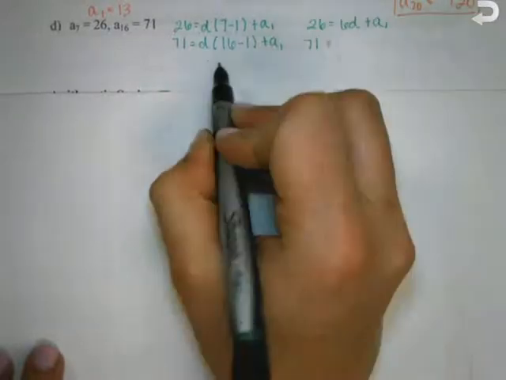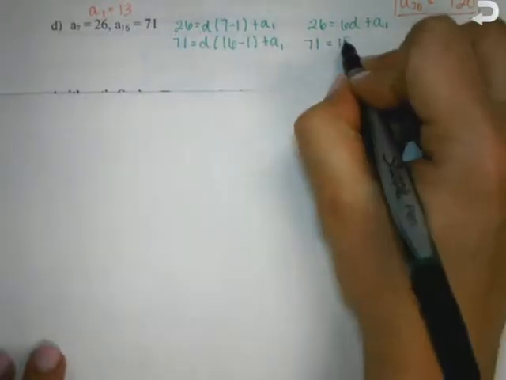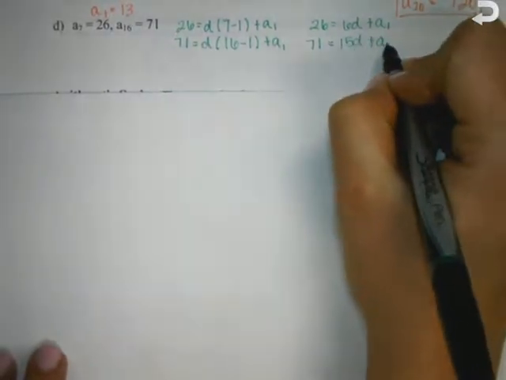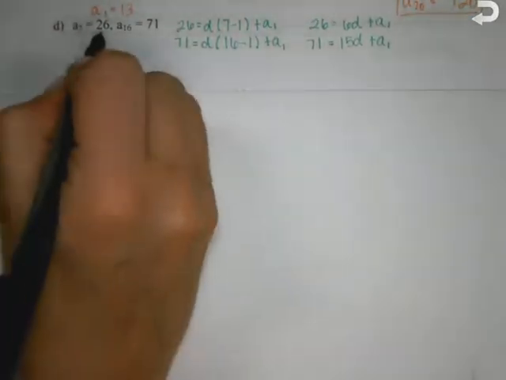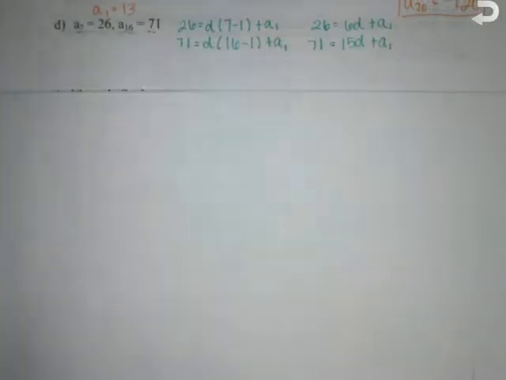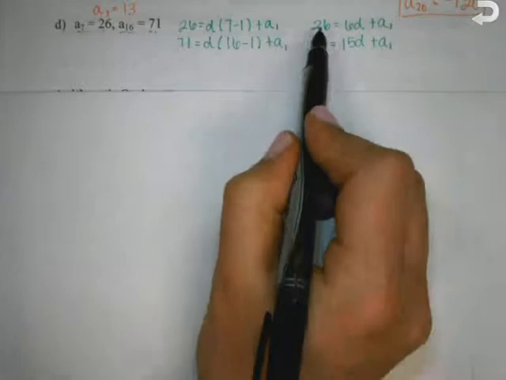Is everybody okay with what I've done so far? Why did you do two separate? I did two separate because they gave me two separate terms. So I plugged both of them into the formula. Now I have two equations, two variables. Any ideas of what we can do?